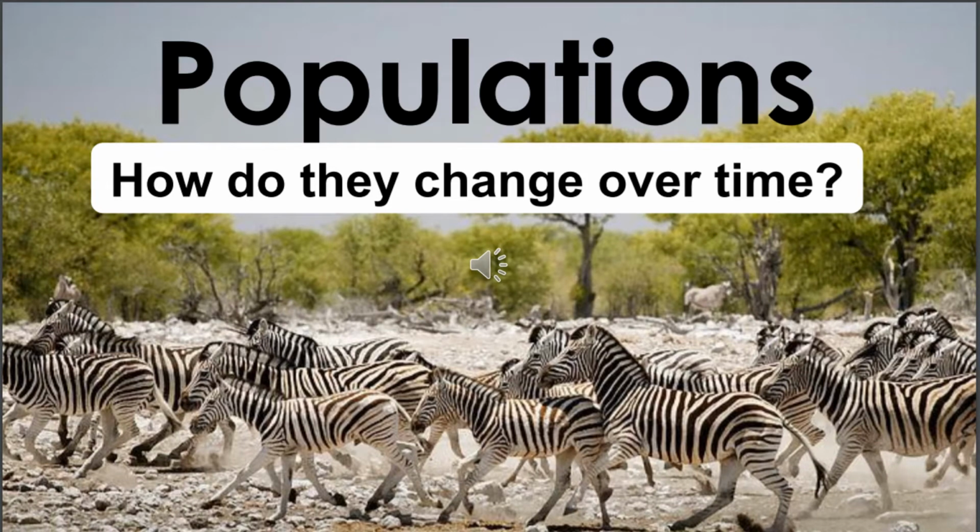Today we're going to talk about populations. How do they change over time? A population is a group of individual organisms that occupies an area and shares a gene pool.